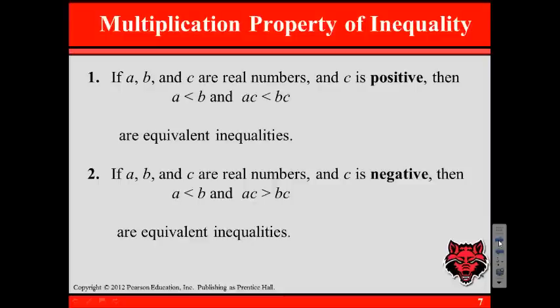The only difference between the multiplication property of inequalities and the multiplication property of equations is if we multiply or divide by a negative number, the inequality symbol will flip. It will reverse directions. And so if we started with a less than symbol, it would become a greater than symbol. This only depends on multiplying or dividing by a negative. It has nothing to do with the solution to the inequality.